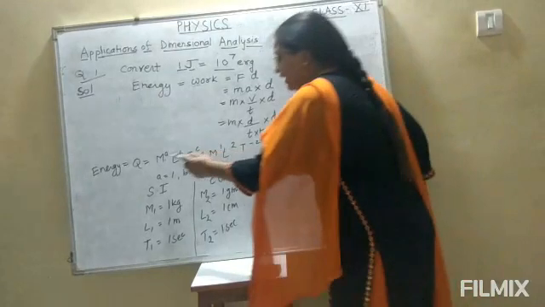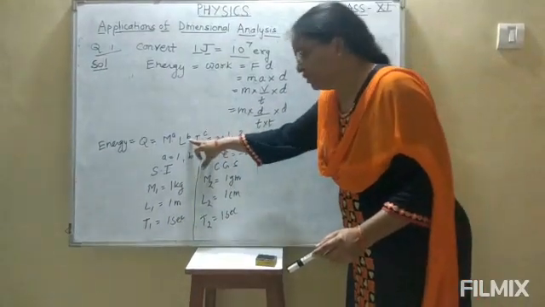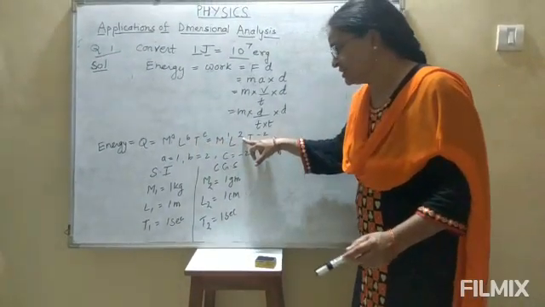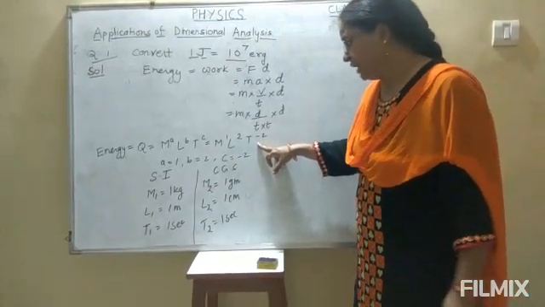So if we compare these two equations, the value of a will be equal to 1, the value of b will be equal to what? That is equal to 2, and the value of c is equal to minus 2. Okay.